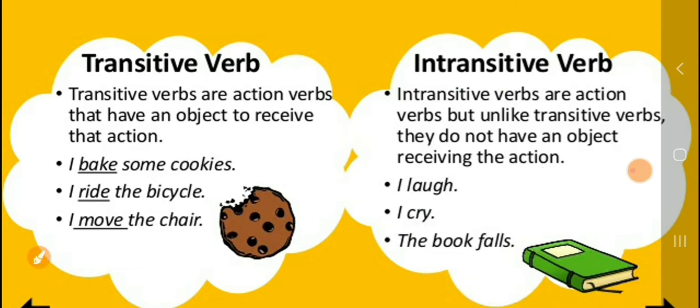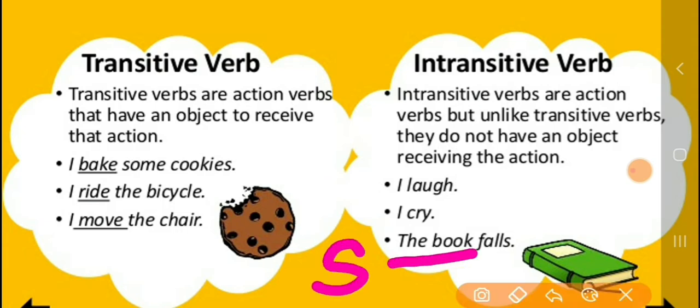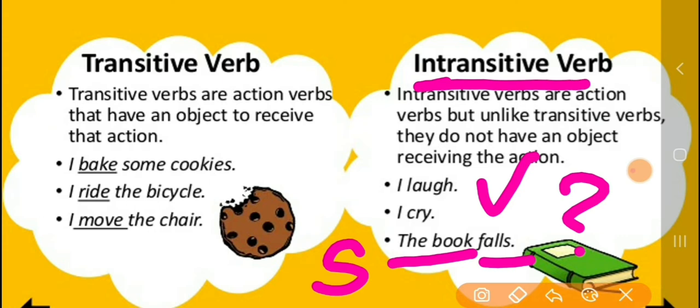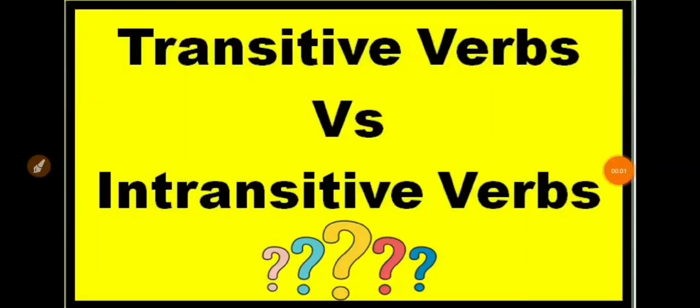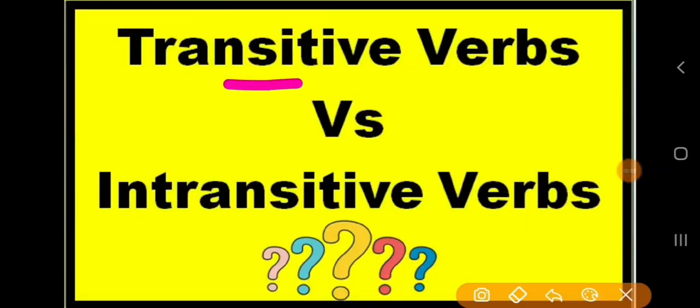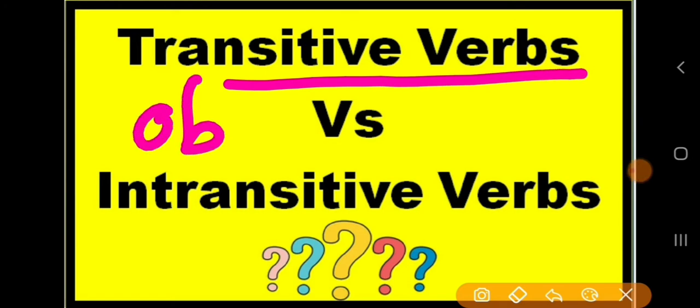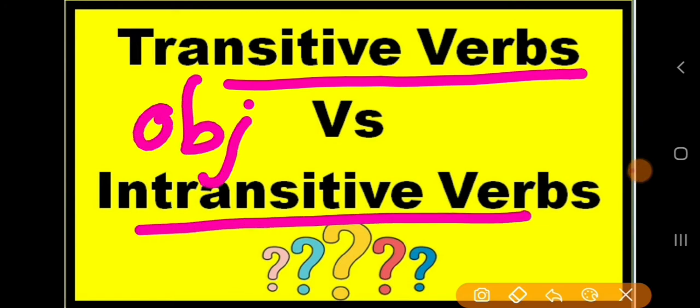In the third sentence, the book falls. So the book is the subject, falls is the verb, but there is no object receiving that action. So it is an intransitive verb. Children, in short, we can say that transitive verbs need an object and intransitive verbs do not need an object. Let's look into a sentence example.